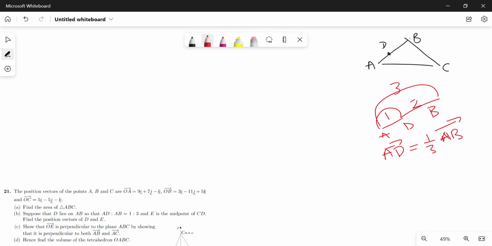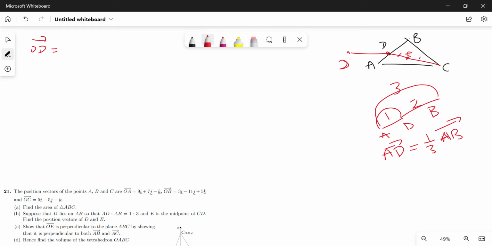Now, also E is the midpoint of CD. So let's put E there, and it's the midpoint. So that's handy. And we want position vectors of D and E. Let's do D first. Let's put O over here for a second. How do we get OD? So that's the position vector.